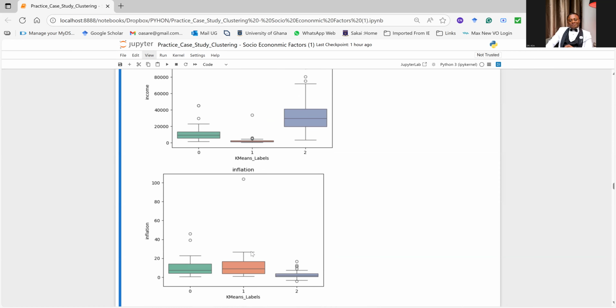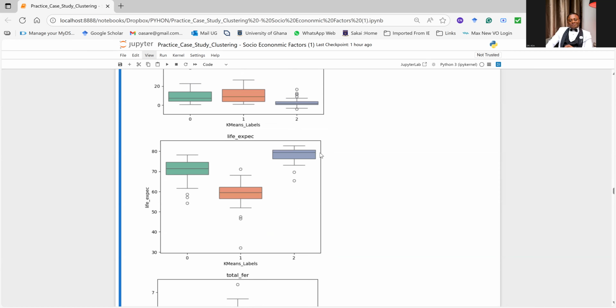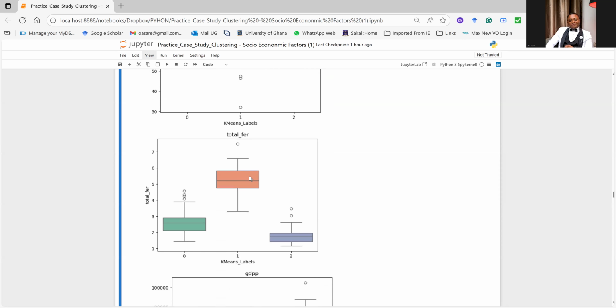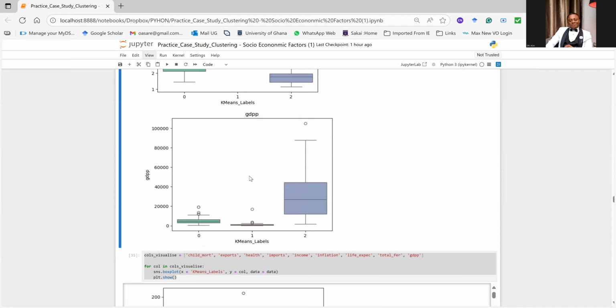When you consider the inflation level of the wealthy countries, rich countries is very, very low compared to the others. And then the life expectancy is very high for wealthy people, very bad for poor countries, generally. And then when you look at the fertility rate, very, very low for wealthy countries. They're not giving birth by heart. And the GDP, again, you can see that GDP is very high for wealthy countries, very low for poor countries.